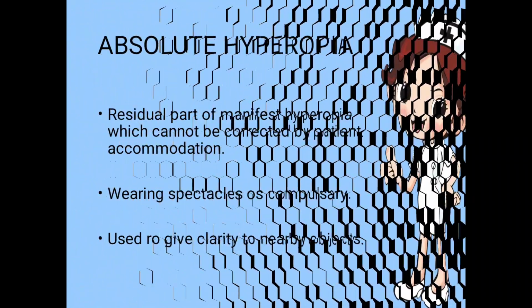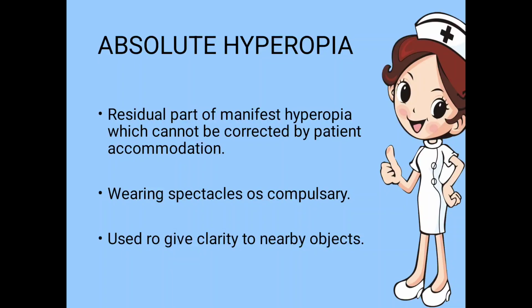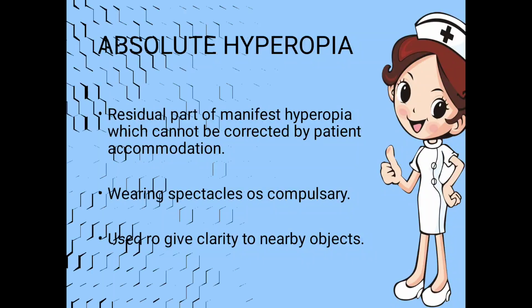Next one is absolute hyperopia. Absolute hyperopia is the residual part of the manifest hyperopia which is not corrected by the patient's accommodation. The patient can accommodate more and more, but it doesn't get covered. So wearing spectacles is compulsory, used to give clarity to nearby objects.